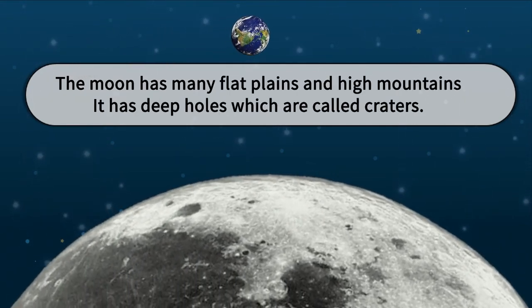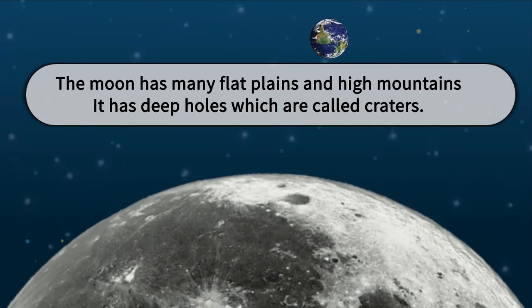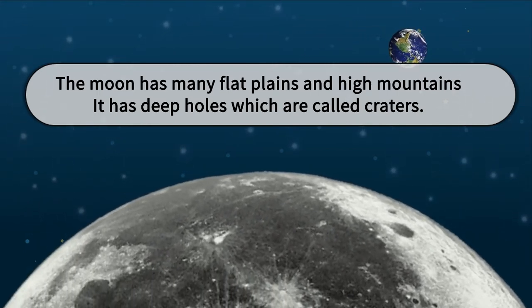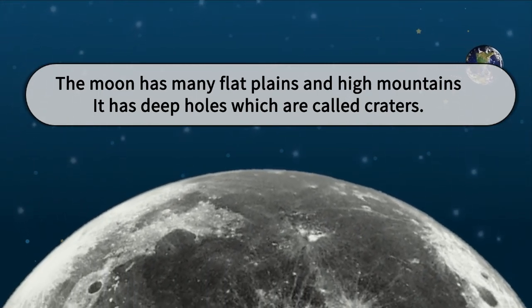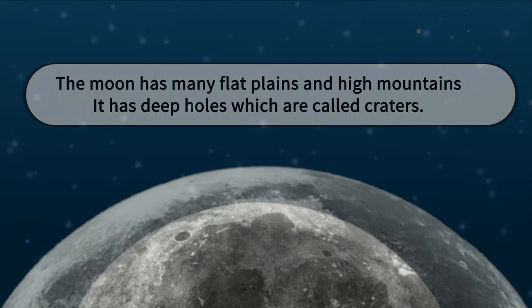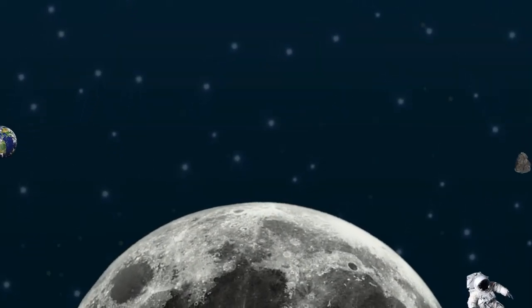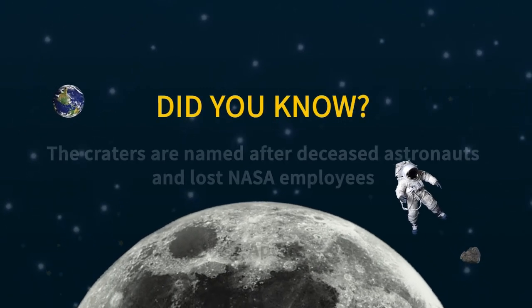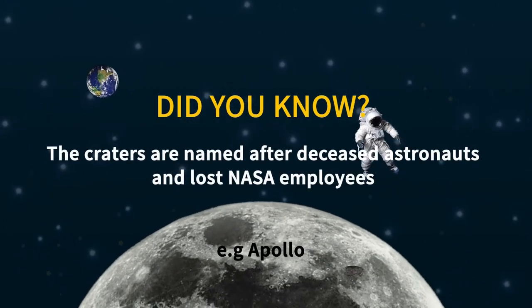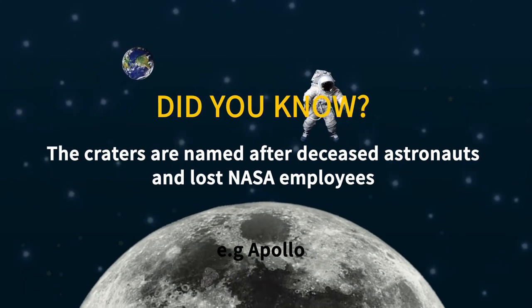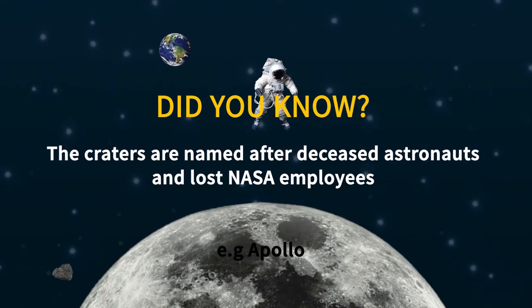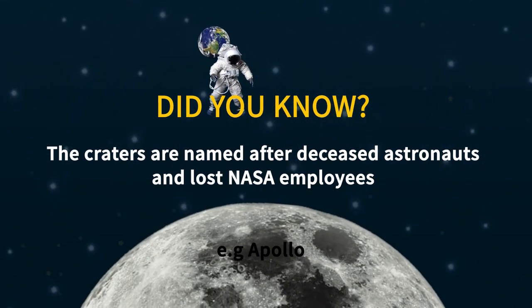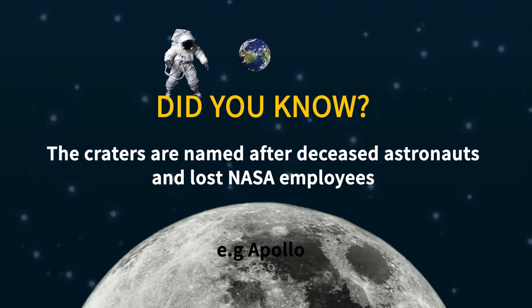The moon has many flat plains and high mountains. It has deep holes which are called craters. Did you know? The craters are named after deceased astronauts and lost NASA employees. For example, Apollo.